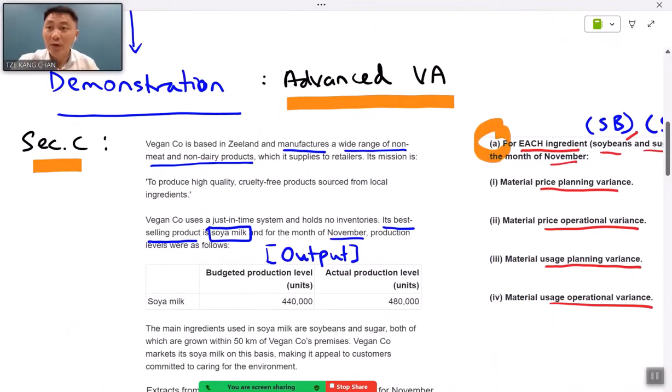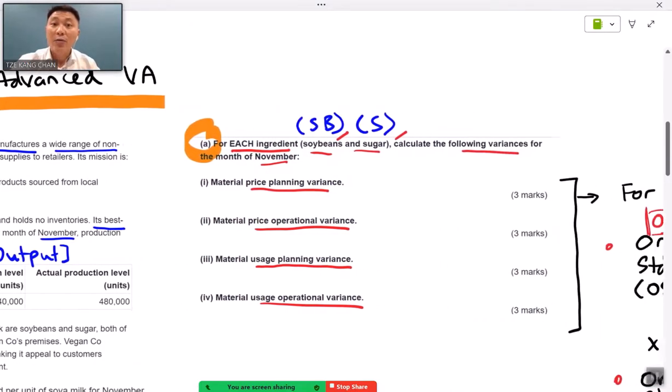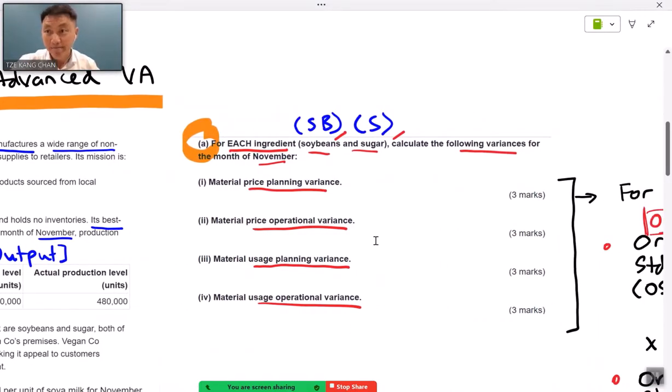Guys, before you listen to the following video, pause the video, spend some time to read through these questions on your own, try to figure out what the key information given is, and how you make use of the figures in deriving the required variances in Part A.